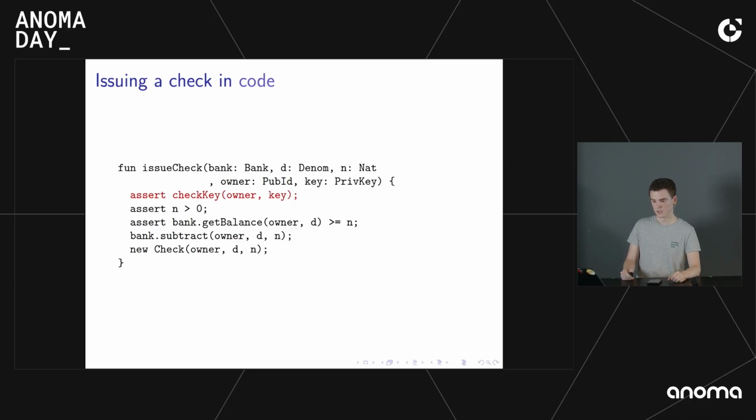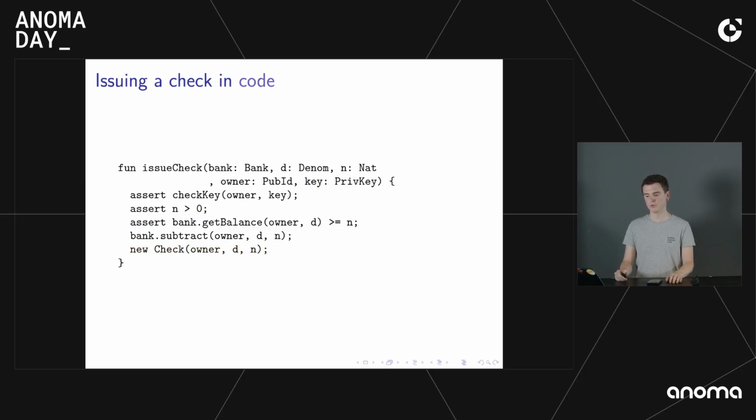Great. So first we have some assertions. First we assert that you're really the owner. We check that the amount that you retrieve is at least 1 to avoid having empty checks. And we check that your balance is at least the amount that you want to retrieve. Finally, we modify the bank by subtracting from the owner account, and we create a new check. Okay, so that's very clear.